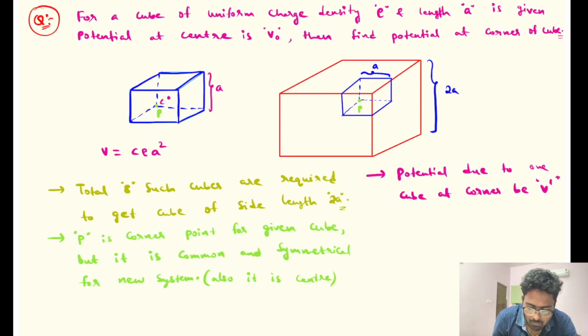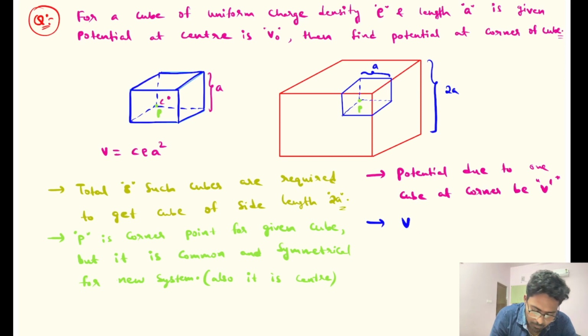Now our target is to find V dash only. They are asking what's the potential at the corner and they give the potential at the center. Now I need to find the V dash. Sir, how to find this V dash? Now that the side length is double, let me find the new potential at the center.